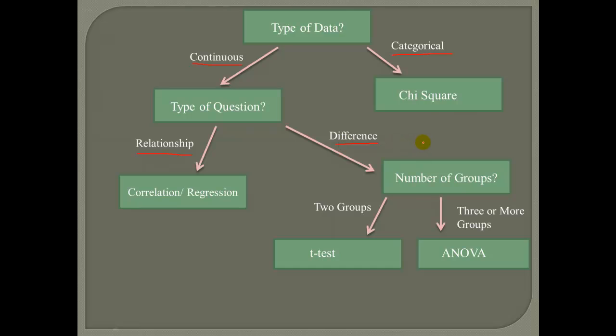On the other hand, if we're looking at differences, then we'd usually be comparing groups. So we could be, for example, comparing males and females. We could be comparing, again, a treatment and a control group. So our next decision on what we should do is based on that.